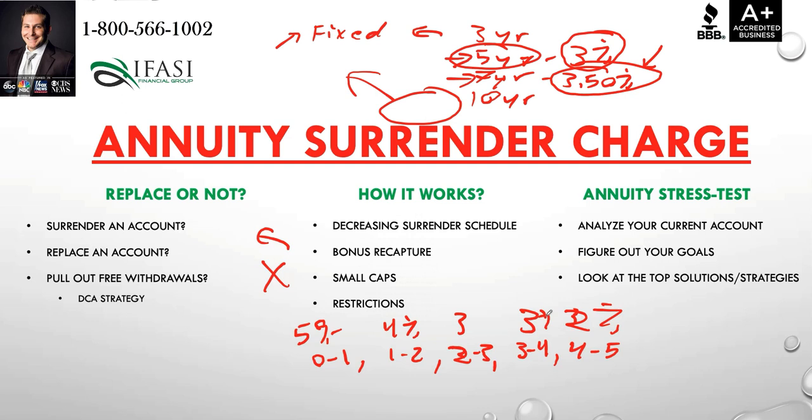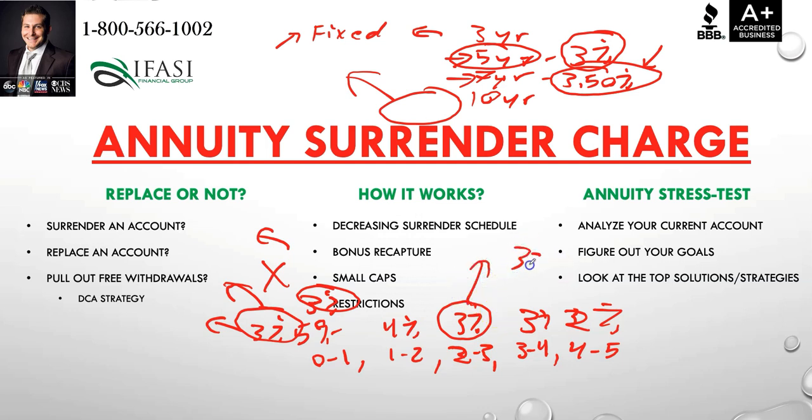Because if, let's say, you just completely disregarded how the surrender penalty works and you threw $100,000 in, you get 3% the first year of interest, you get 3% the second year of interest, and all of a sudden you're in between years 2 and 3, and you decide, hey, I'm going to fully remove my monies from that account.